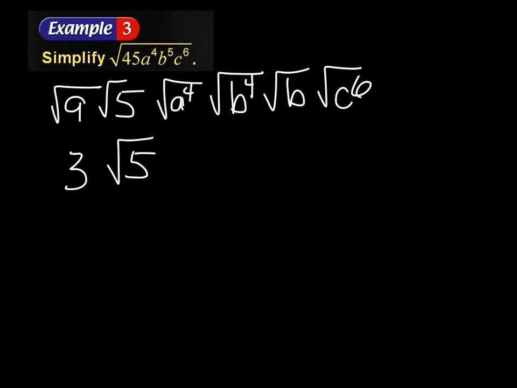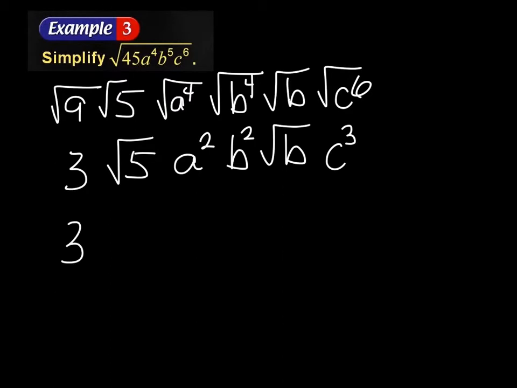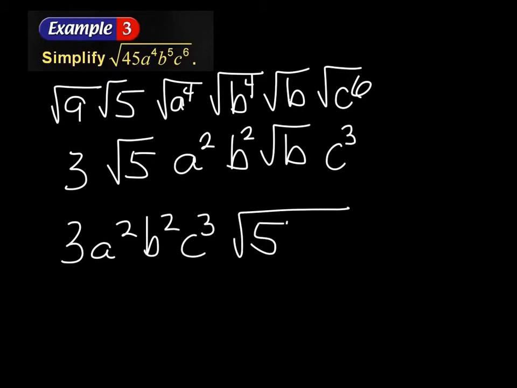the square root of a to the 4th: a squared times a squared would be a to the 4th. B squared times b squared would be b to the 4th. I'm still going to have a b under the radical, and c cubed times c cubed would be c to the 6th. Okay, let's clean this up. Group the things without radicals together. So I have 3a squared b squared c cubed, and under the radical I have 5b left over.